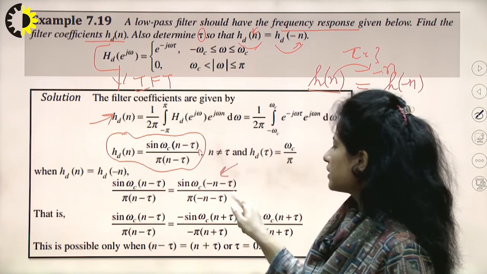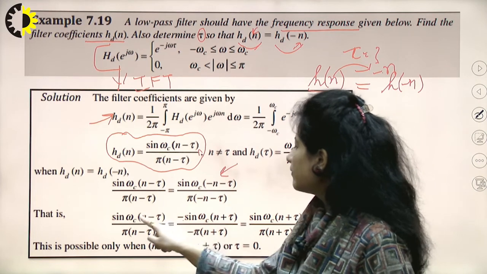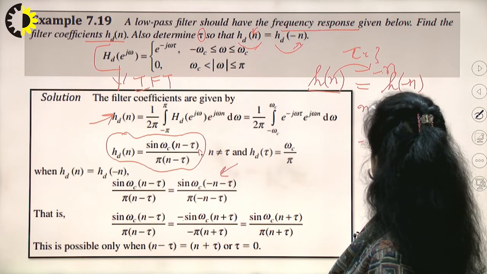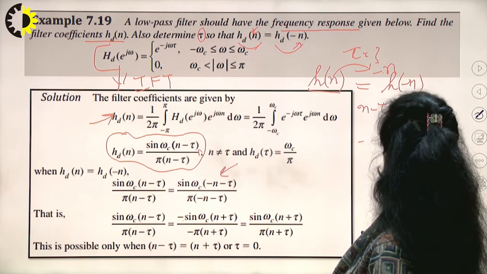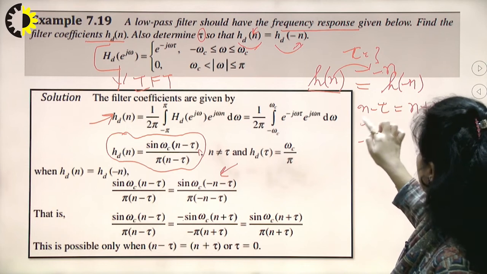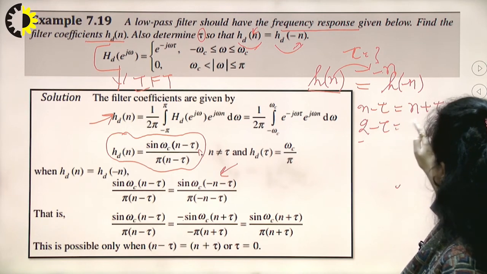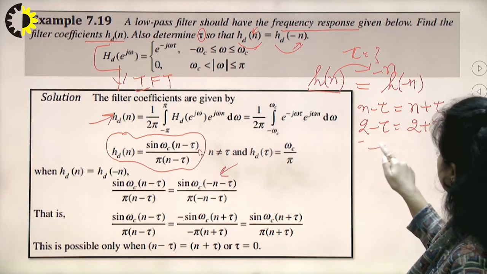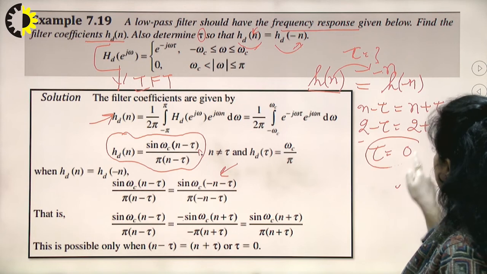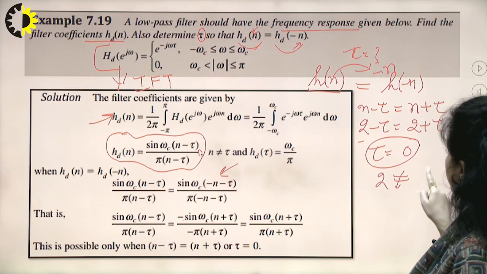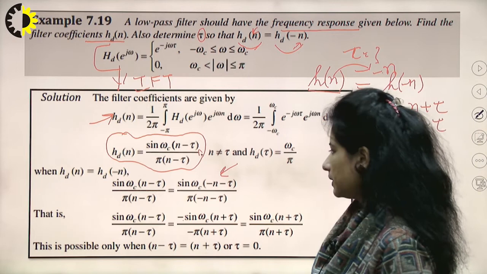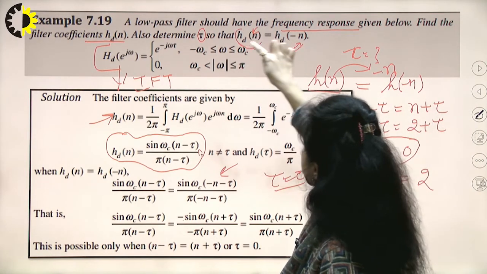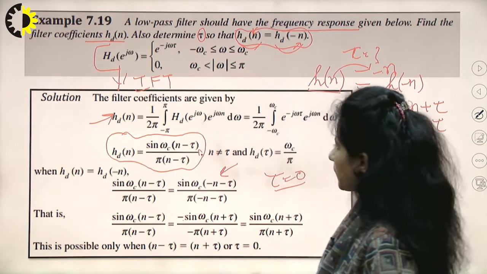Sine being an odd function, it would come out here and cancel out. When I equate these two equations, what is the condition? That n minus tau becomes equal to n plus tau. That means if I say 2 minus tau is equal to 2 plus tau, when can this condition be fulfilled? Only when the value of tau is 0, then only I can equate these two values. So the same condition is applicable here. So the value of tau for which this condition is satisfied is 0.